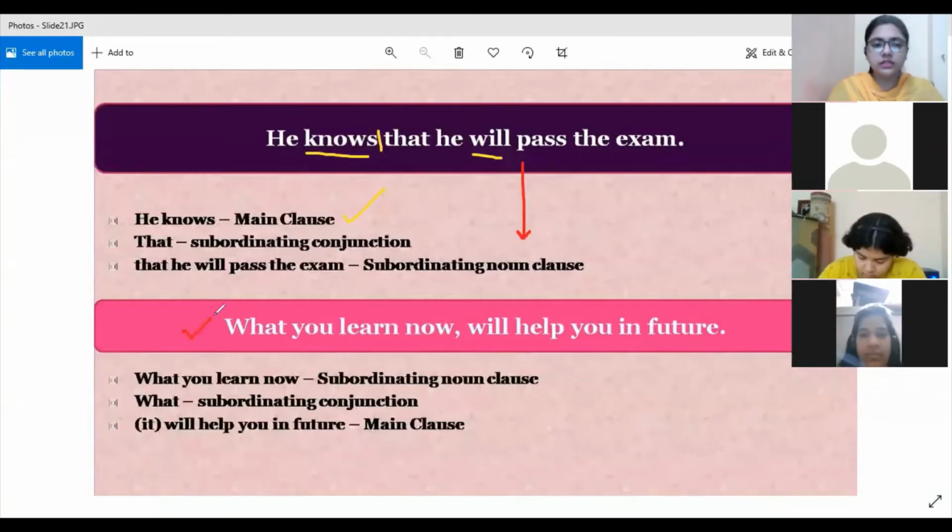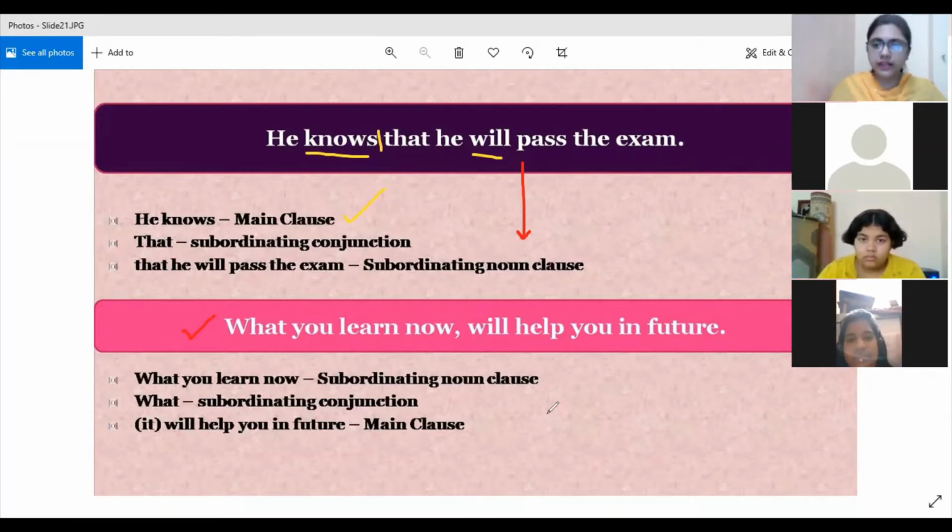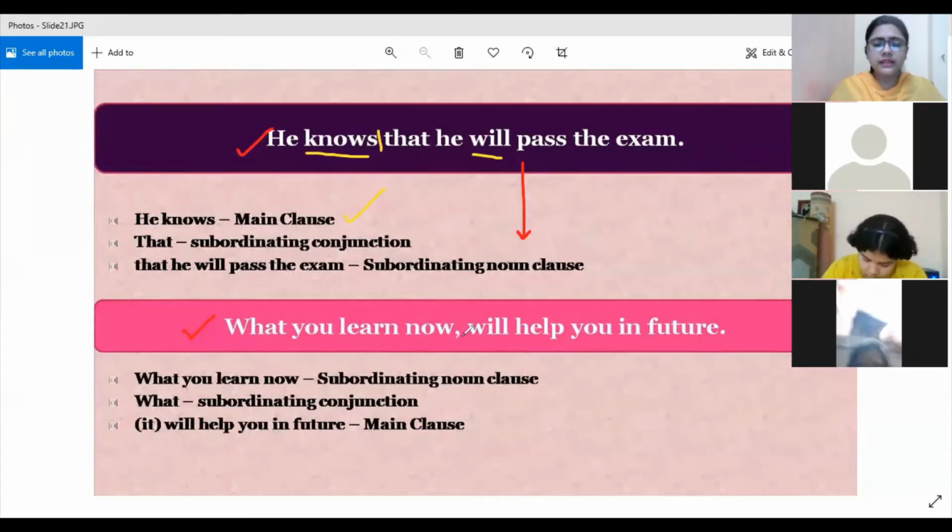Then coming to the next example, what you learn now will help you in future. All right. Yesterday when we were doing subordinate clause, I told you that there are two ways of writing a subordinate clause in a sentence. One way is to write it towards the end and the other way is to place it in the beginning. Fine. So the first example is of the category where you write the subordinate clause towards the end after the main clause. In the second sentence, I've taken the example where we place the subordinate clause in the beginning and it is separated by a comma. So what you learn now is a subordinate clause.